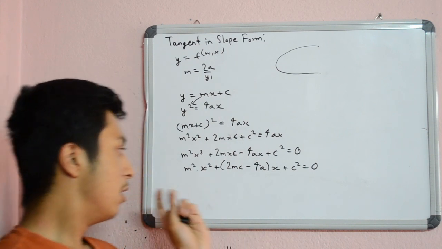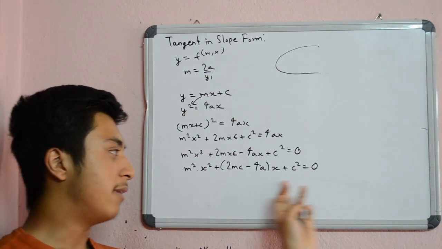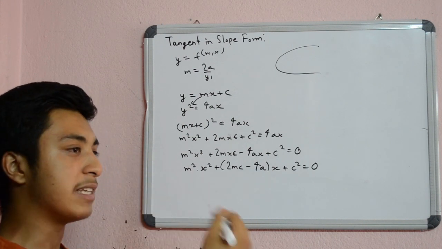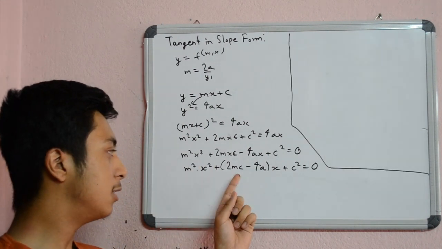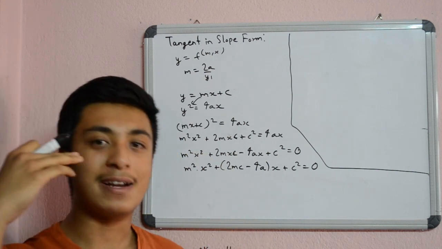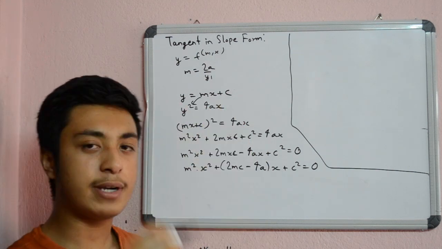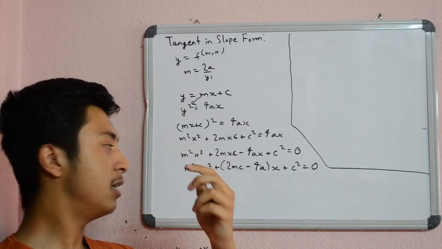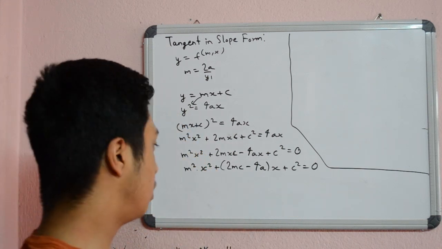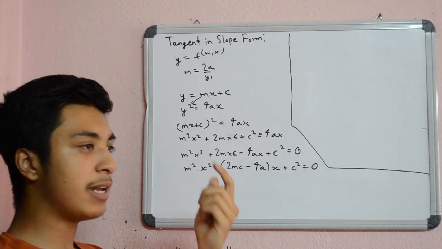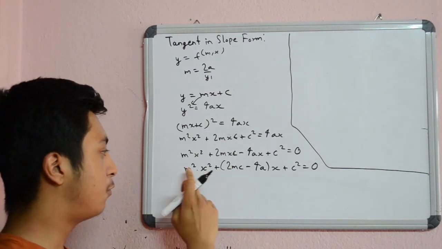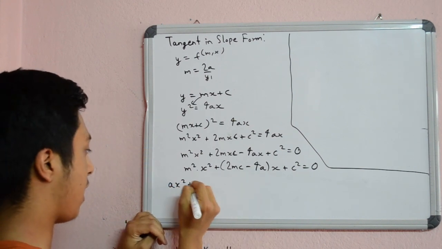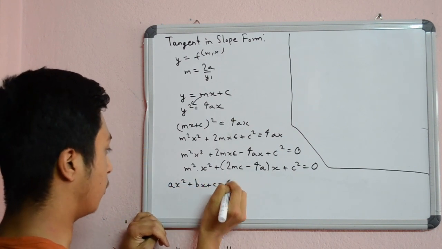Now we see we have the quadratic equation right here, but you don't want to use the quadratic formula to solve for x, because you have to remember one thing. We're trying to find the tangent to the parabola. What that means is just a single value of x. There cannot exist two values, only one value of x. So that can only happen when you have b squared minus 4ac equal to zero. So the quadratic equation or the general form is ax squared plus bx plus c is equal to 0.